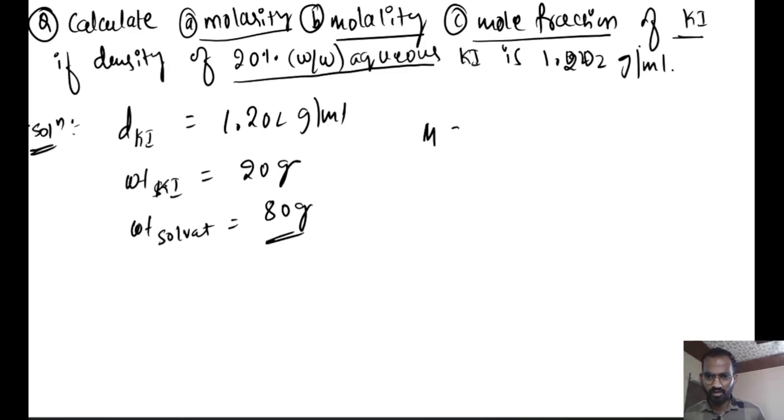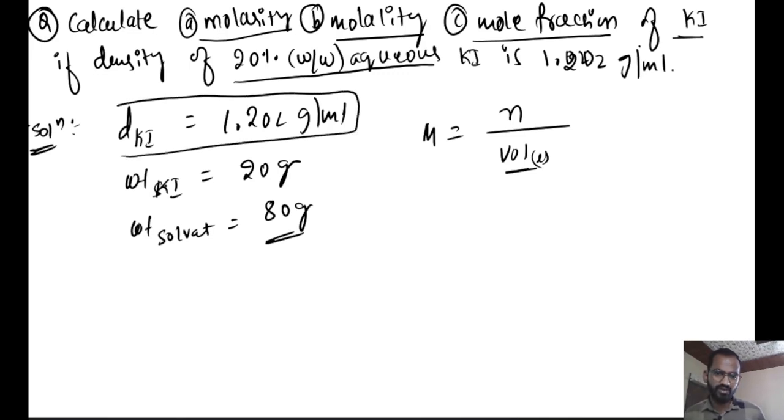What is the molarity formula? Now only we discussed that molarity is equal to the number of moles of solute divided by the volume of solution in liters. We have to find the volume of solution, but I don't know it. I know the density of the solution, and I know the weight of solution also, which is 100 gram only. So I know the weight of solution, and now we can find the volume of solution.